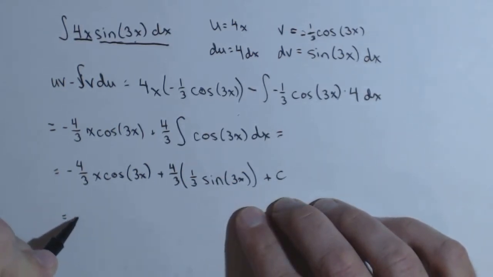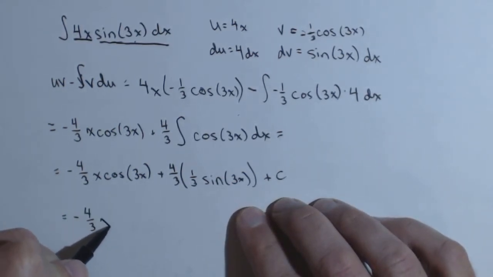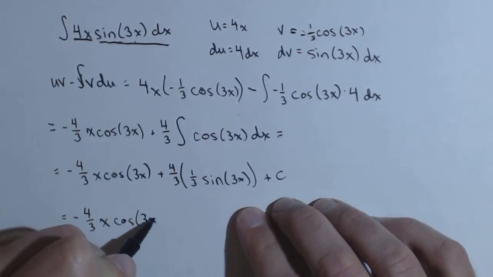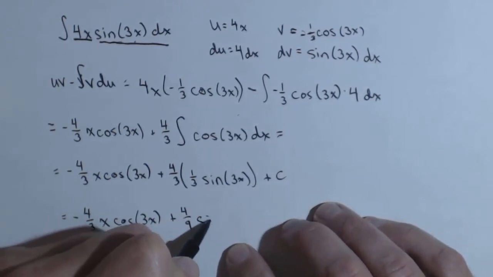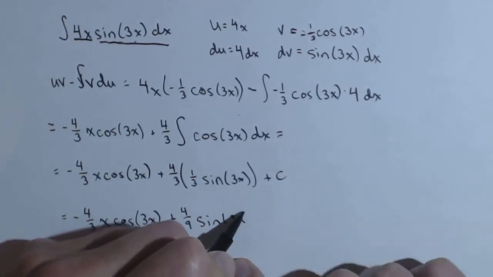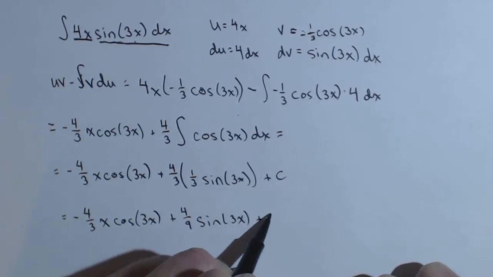So simplifying all our constants, we got minus 4/3 x cosine of 3x plus 4/9 sine of 3x plus c.